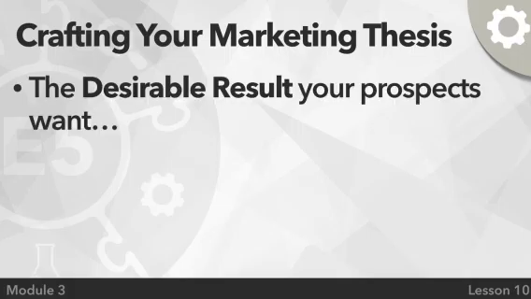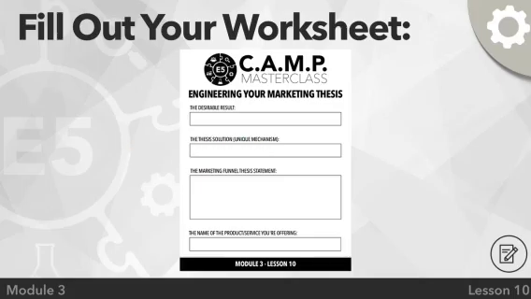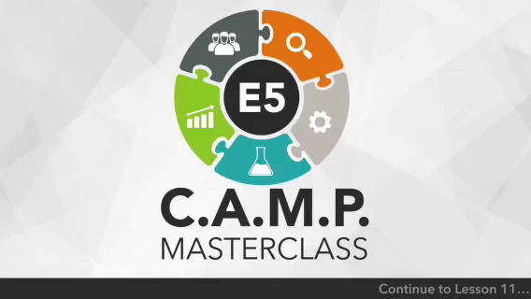First, you determine the desirable result that your prospects want, that your product is going to give them, and then you give the unique mechanism that will give it to them. You choose your unique mechanism, the unique piece, part, component, process, aspect of your product or service that is responsible for the desirable result that your prospects want. So with that, go ahead and take out your engineering marketing thesis worksheet and fill that bad boy out, and then continue on to lesson number 11.